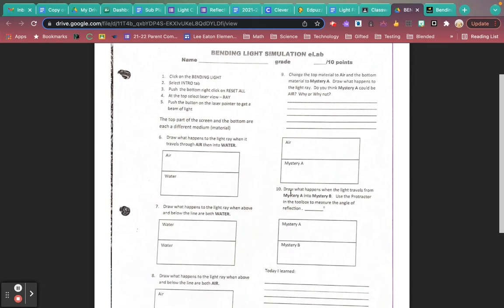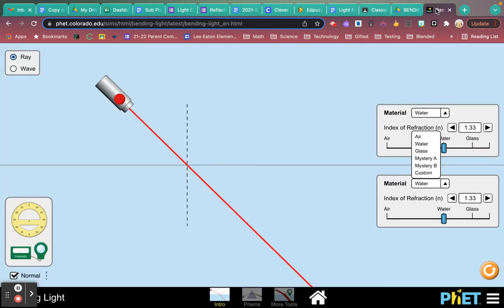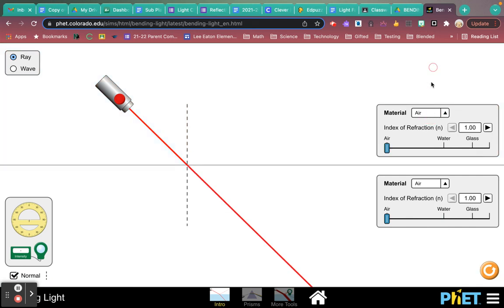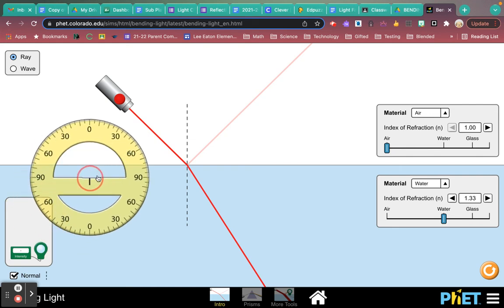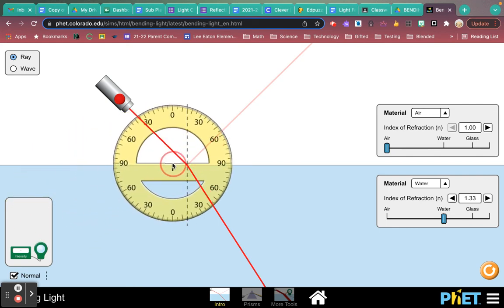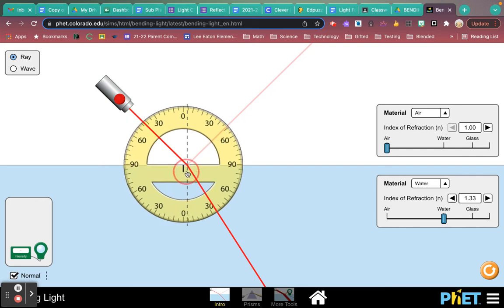Then on 10, it says, draw what happens when the light ray travels from mystery A into mystery B. So mystery A to mystery B, but then it wants you to measure the angle. So to measure the angle, let me change it back to water. Oops, air and water. So it wants you to do mystery A to mystery B, but I'm not going to do that because that would give you the answer. So to find the angle, you're going to take your protractor out and line up this line to the dotted line.